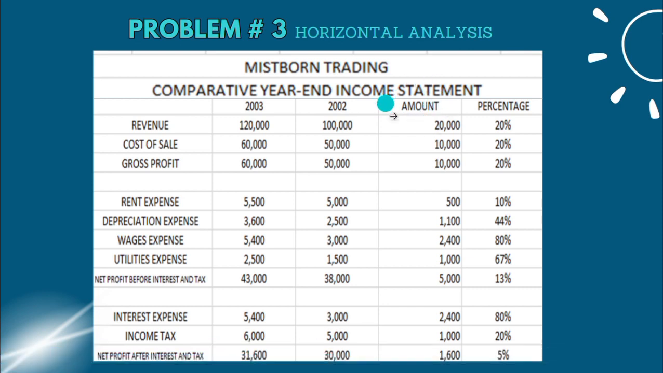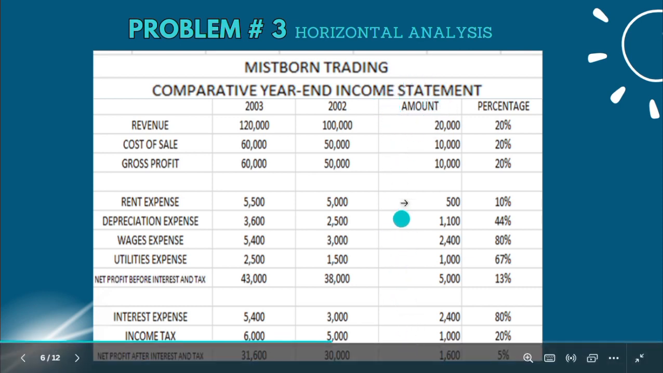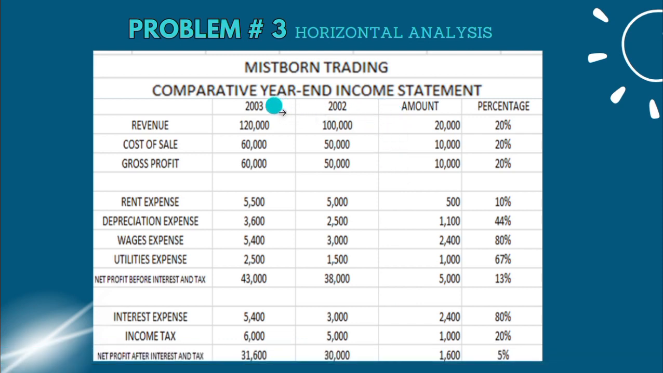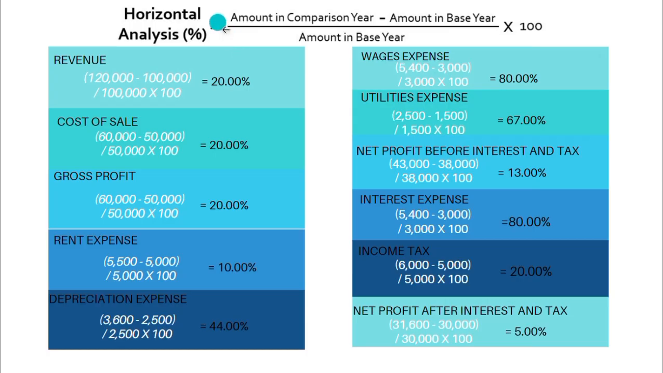For the column of amount, again, ito yung difference if ipagsusubtract yung mga amount sa comparison year, which is yung 2003 sa amount ng base year, which is yung 2002. Yan yung mga differences. Again, the formula to compute the horizontal analysis percentage is amount in comparison year minus amount in base year divided by amount in base year times 100.